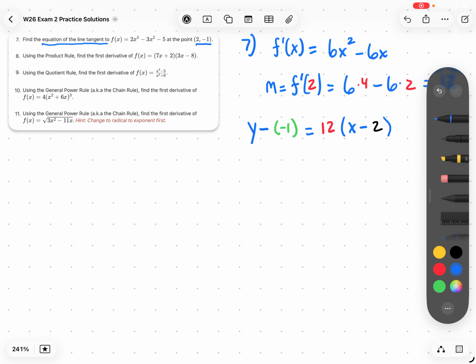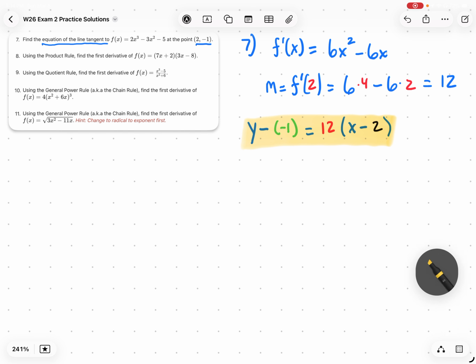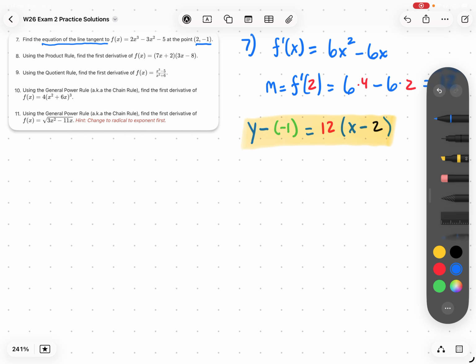And frankly, if you're a little shaky on your algebra, you can just stop right there. Most people like to see it in the more traditional slope-intercept form, so I'm going to finish this one off. But if you're in a hurry or if you're a little worried about your algebra, you can stop there because you've done what I asked you to do.